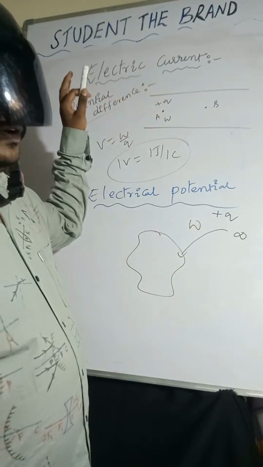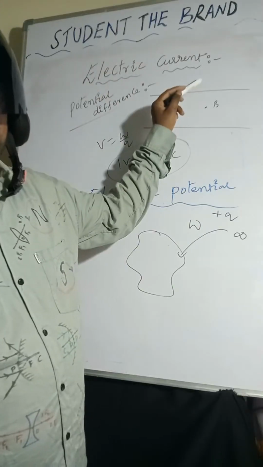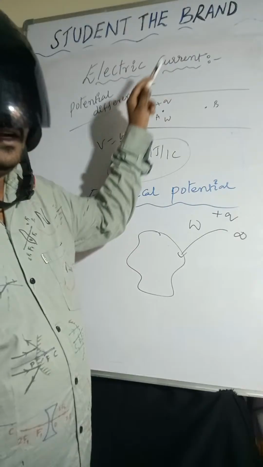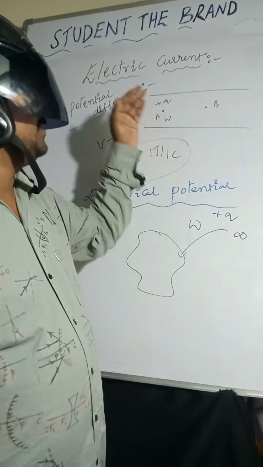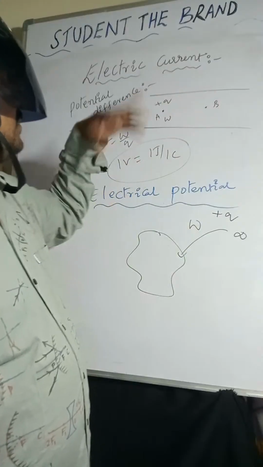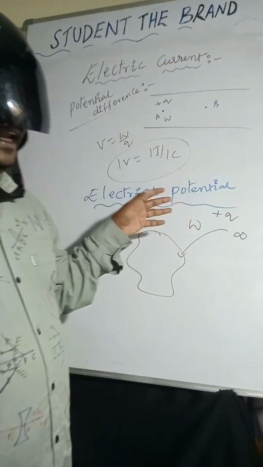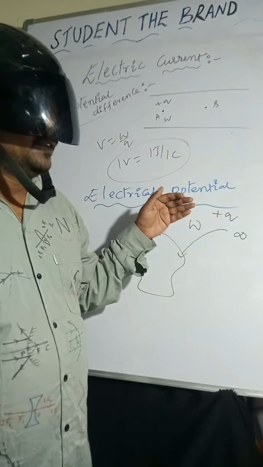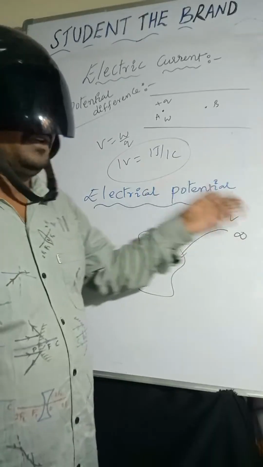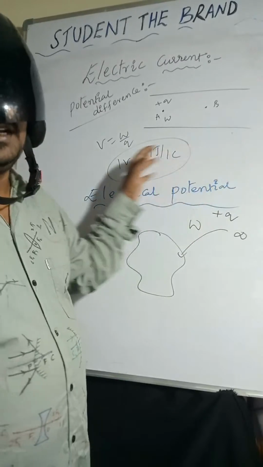So here you can see, potential difference is the work done to bring a unit positive charge from one point to another point within the conductor. Coming to the electrical potential, it is the work done to bring a unit positive charge from infinity to the required field.